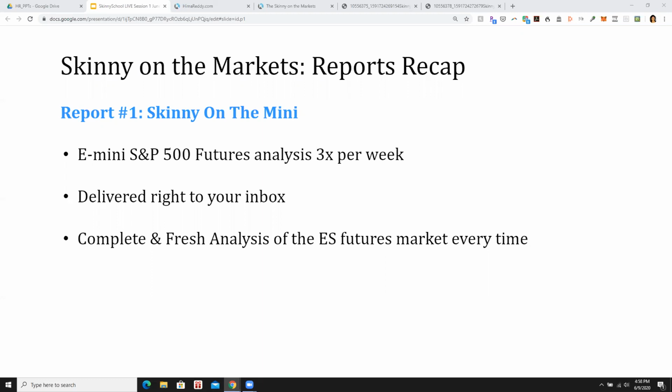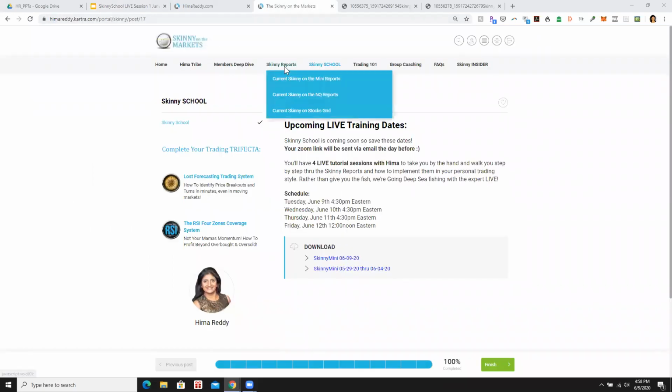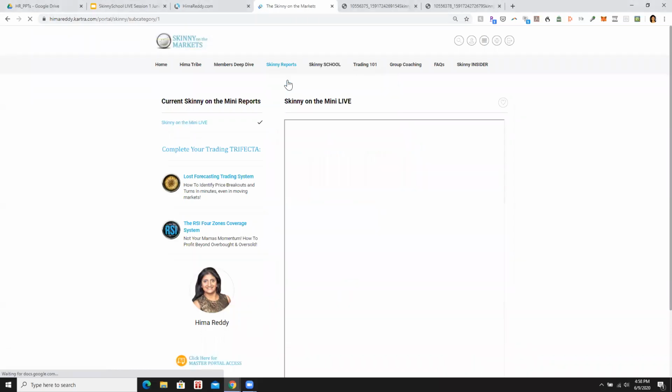Now, when the report is written, it goes into the portal first. Then you get an email. So this is how this works. So I'm just going to hop over to the portal for a second. All right. So here we are, Skinny reports. The current Skinny on the Mini reports is where all the ES futures reports are.